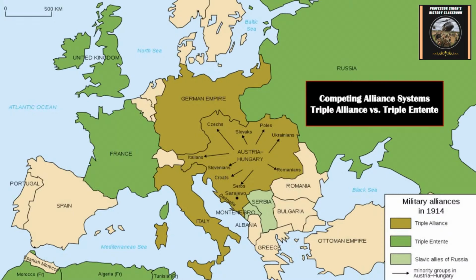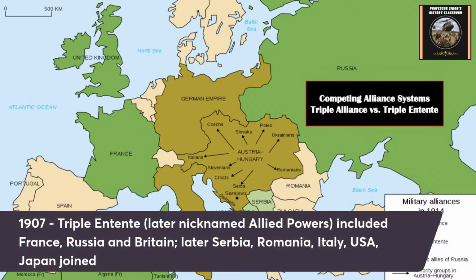And then opposing them was another alliance that they called the Triple Entente, which was later called the Allies or Allied powers during World War I.